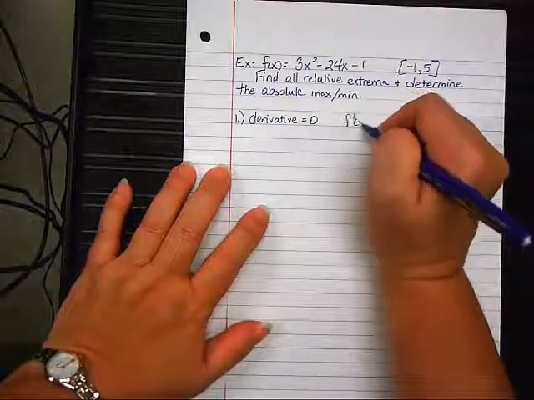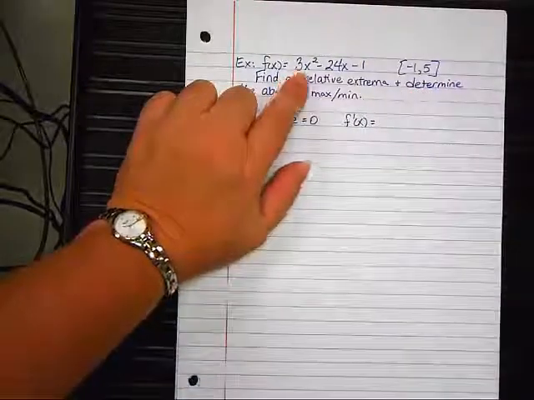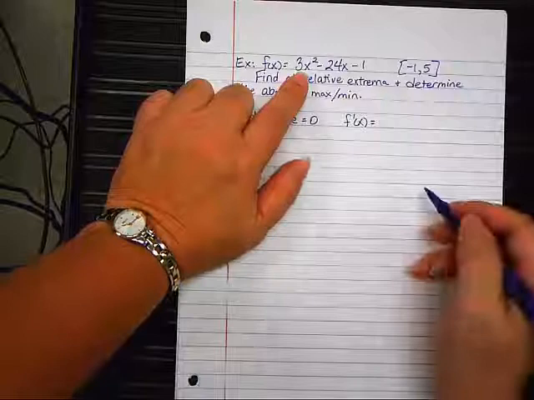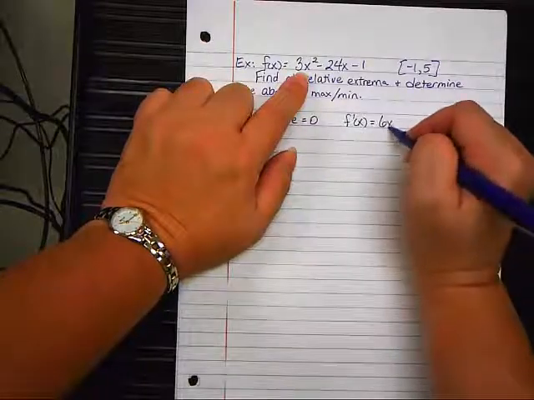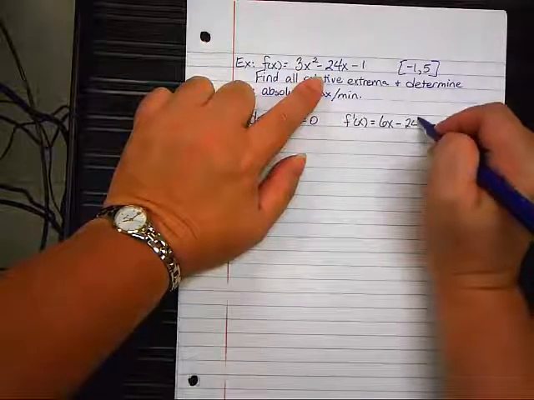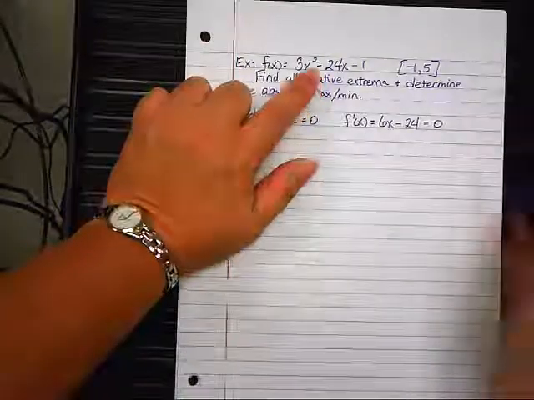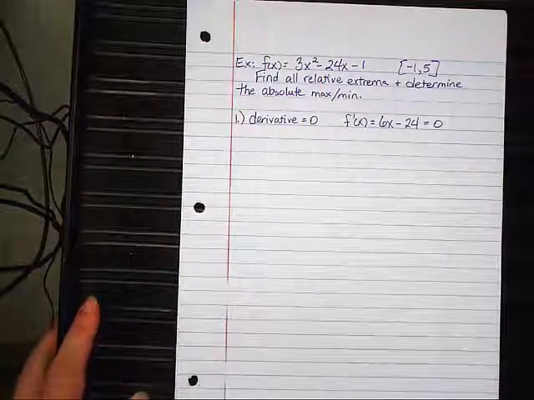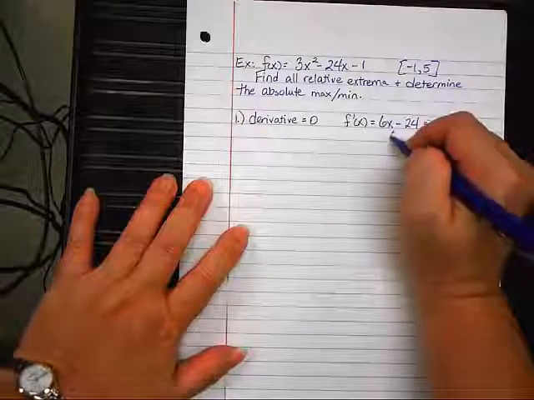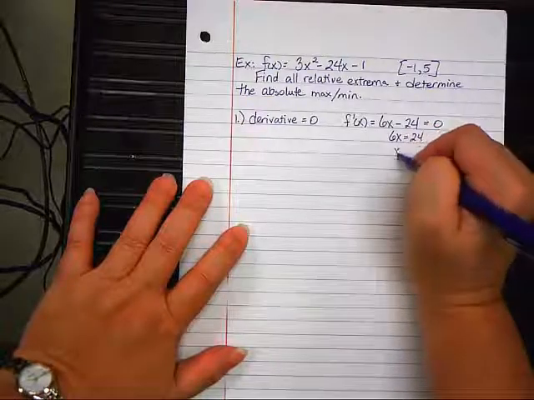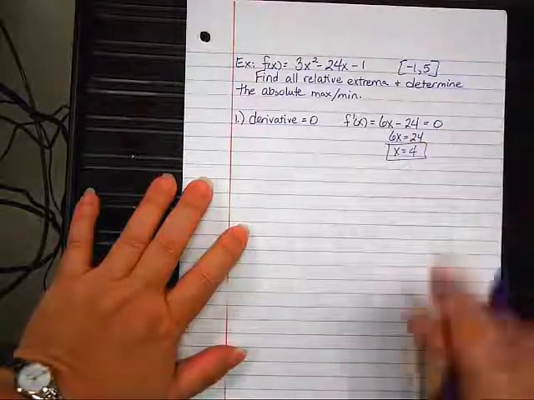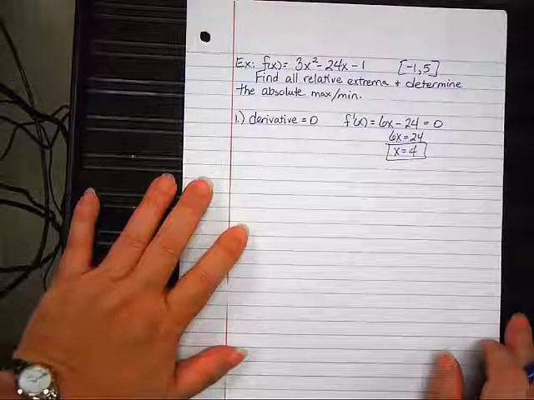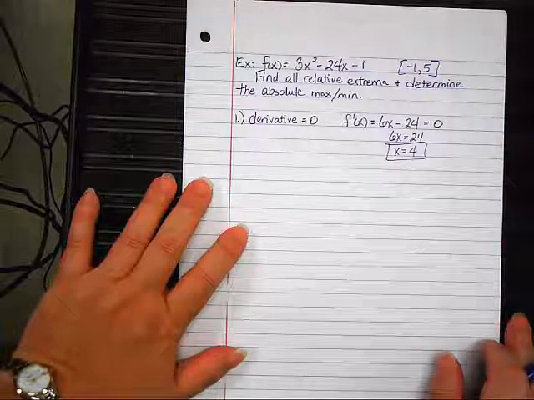So f prime of x equals derivative of 3x squared. 6x minus 24 plus 0. Set it equal to 0. Set the derivative equal to 0. Solve for x. So 6x equals 24. X equals 4. There's our first candidate for the absolute max and min.